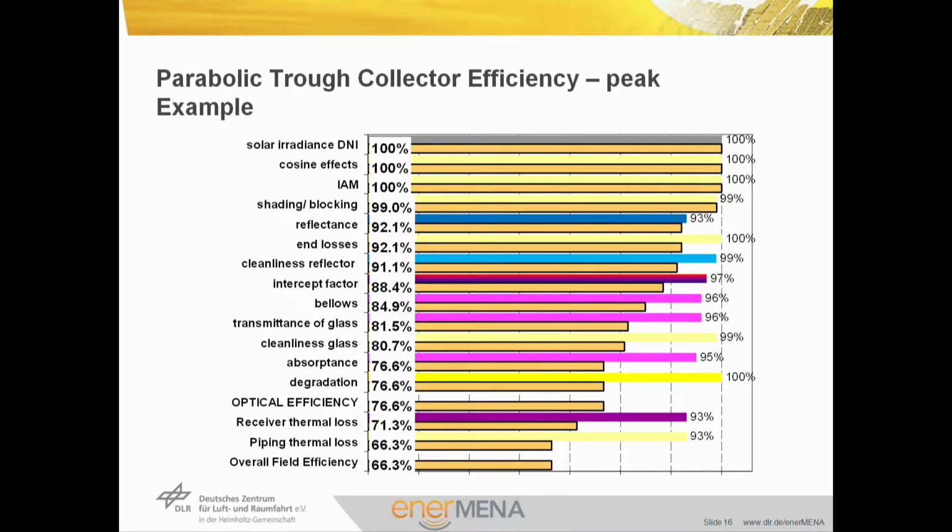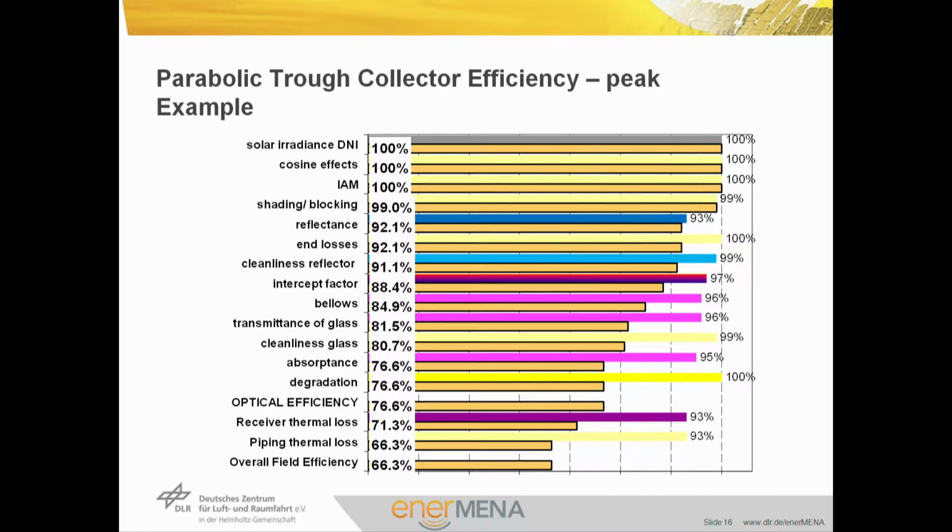I show this graph to identify the relevant parts where optimization is still possible on the current parabolic trough collector technology. It is similar to a graph that is shown in the other sections, and the most striking parameters that you see here are highlighted in specific colors. Reflectance of the mirror, set here to 93%, can be improved to 94, 95, perhaps even 96%. Cleanliness of the reflector can be kept high by regular washing or by anti-soiling coatings.